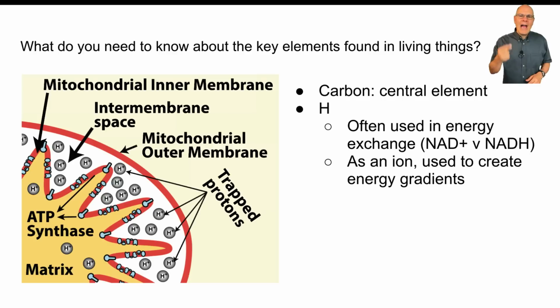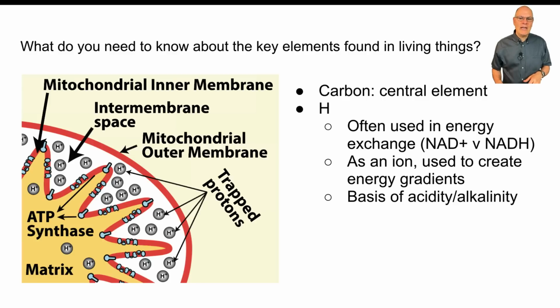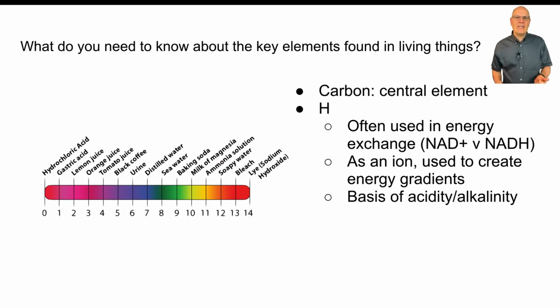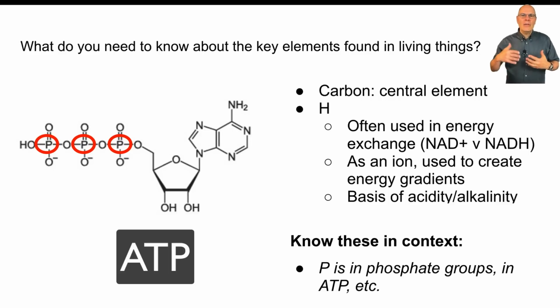You see stuff like that over and over again. And also, hydrogen as an ion, a proton, is often pumped around to create energy gradients. It's very important in the synthesis of ATP. It's the basis of acidity and alkalinity, which we just talked about. But the main thing is to know about these atoms in context. Phosphorus is in phosphate groups, which is found in ATP. That's the kind of interconnected cross-topic knowledge that you want to have for success in AP Bio.